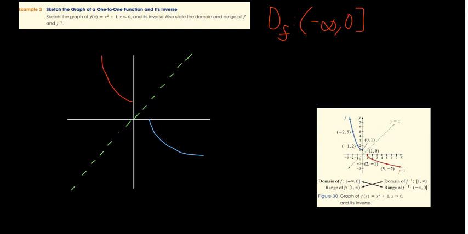and then the range of f, it looks like it's starting from here at 1, because we shifted up 1 unit, and we're going all the way to infinity. So it looks like it's going to be from 1 to infinity.